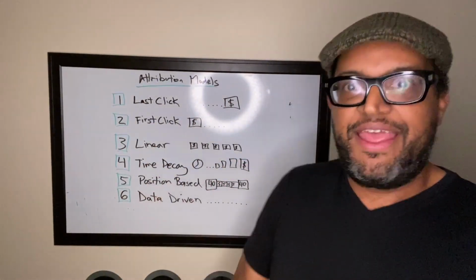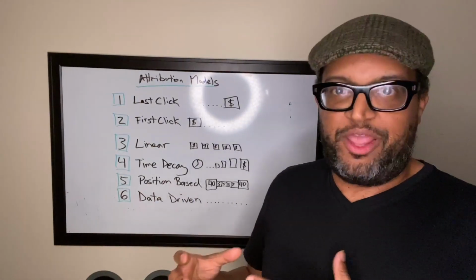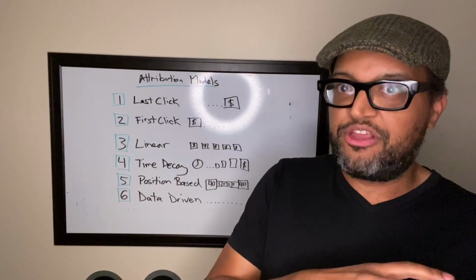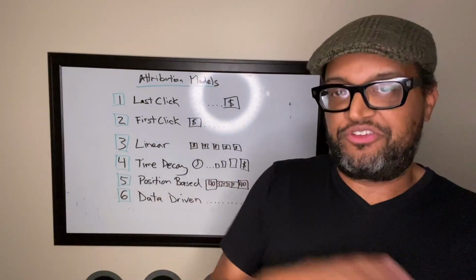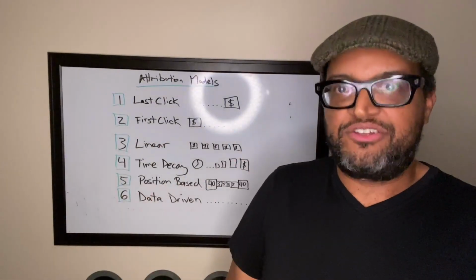And then lastly is the data-driven model, which distributes the credit based on your past data for the conversion using your account as a rubric for deciding where it goes. It's a bit complicated, but it's basically using your account information to define it.